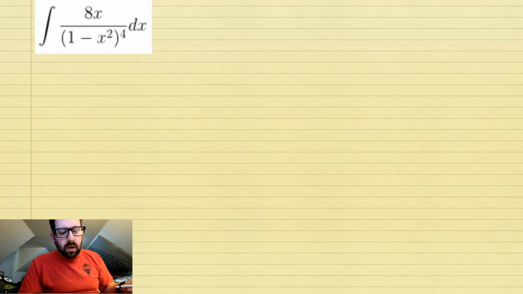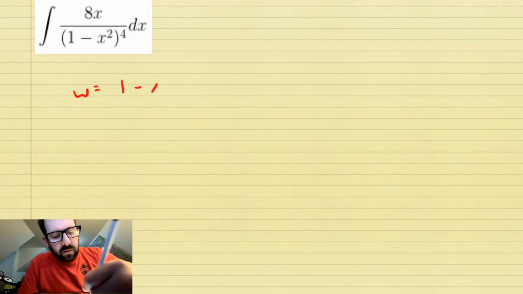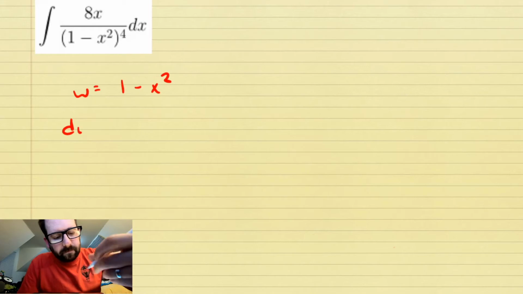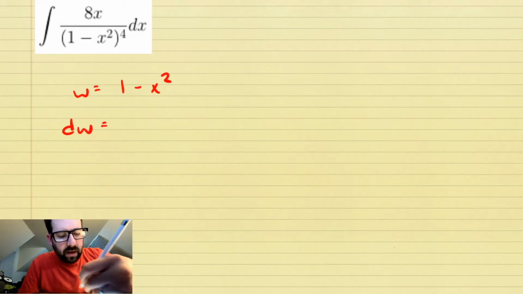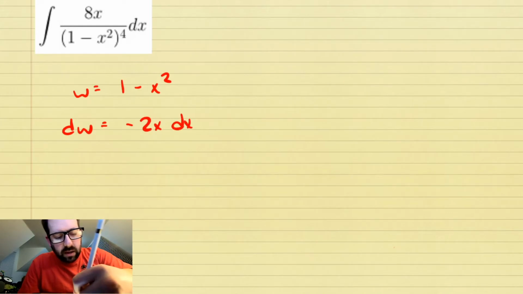So here's what I'm going to do. I'm going to figure out what my w is. My w is usually the part in the parentheses, so it's 1 minus the x squared. If I take the derivative of that, the derivative of 1 is 0. The derivative of the negative x squared is negative 2x dx.